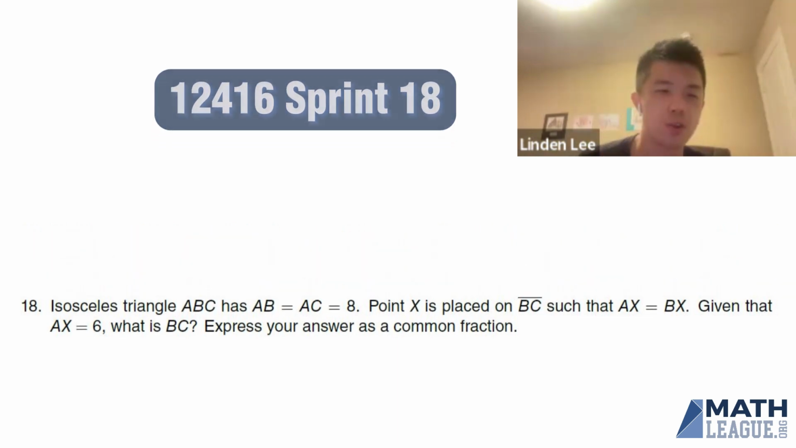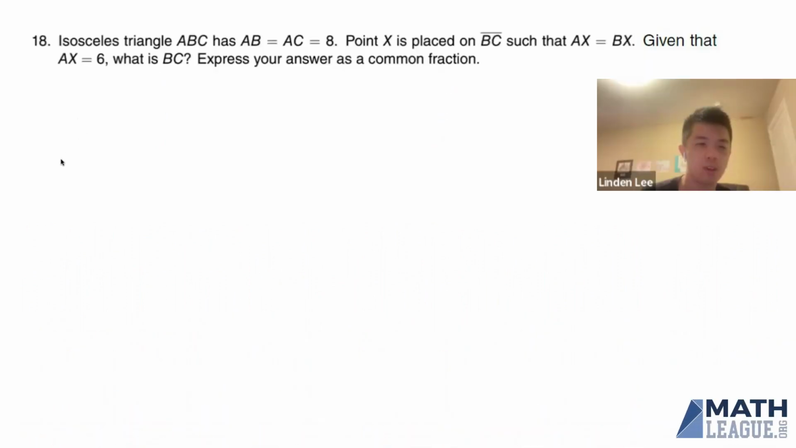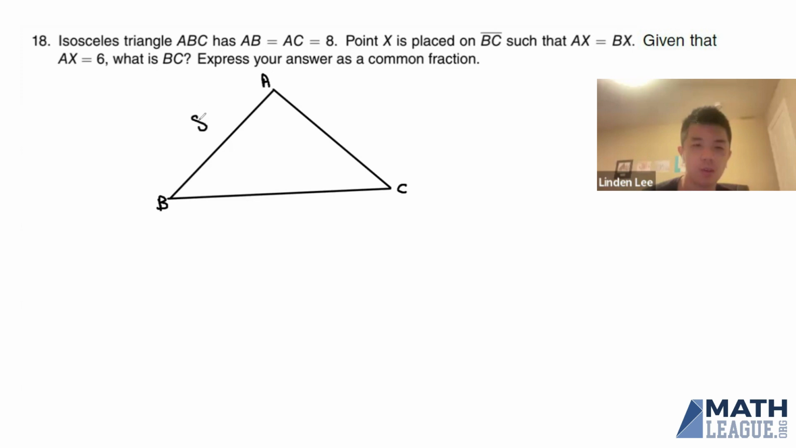Okay, so the first thing we should do in any geometry problem is draw ourselves a diagram. And we have an isosceles triangle, ABC, and we have AB equals AC equals 8. So A is going to be here, B is going to be here, C is going to be here, and then we're going to have AB equals AC equals 8. We're going to put X on BC such that AX equals BX.